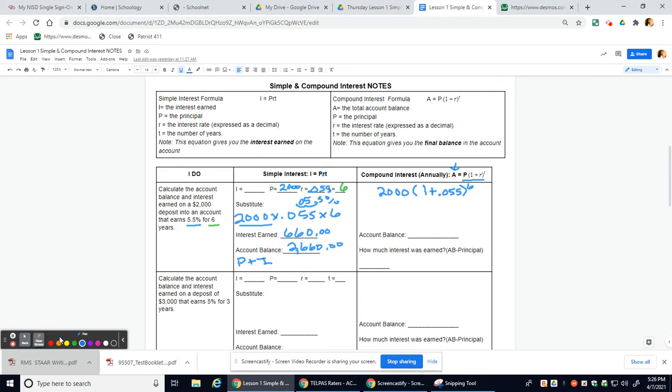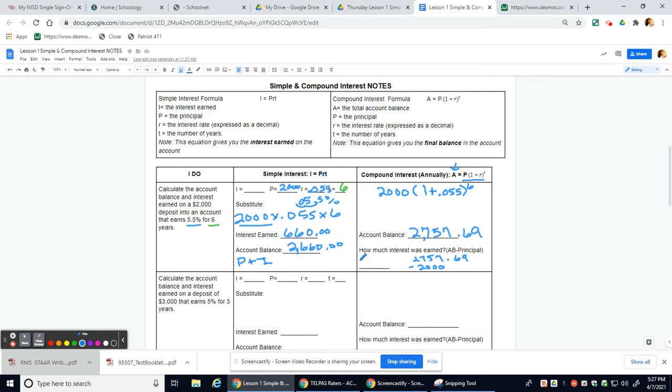So notice it gave me the account balance if I round that to the nearest hundredth place. So how much interest was earned? What I'm going to have to now do is take the account balance, and I'm going to actually have to subtract the principal in this case, what I started with, in order to figure out how much money was earned.